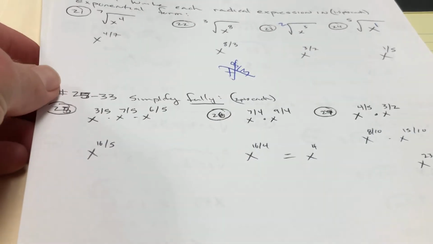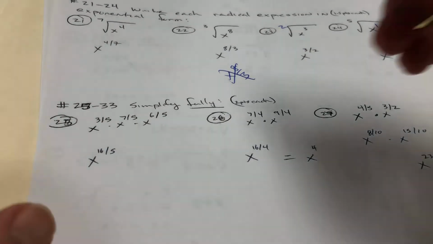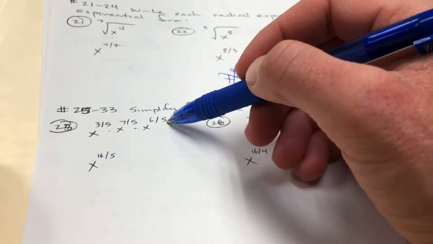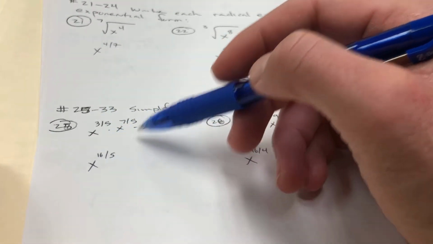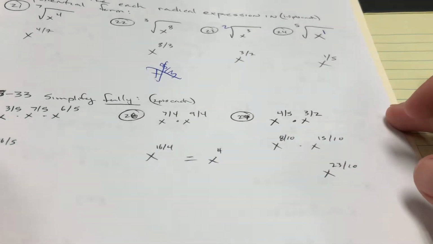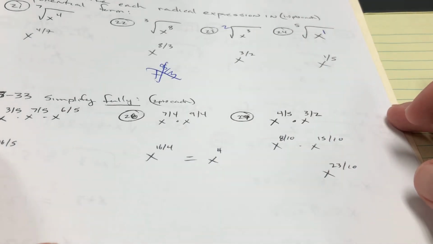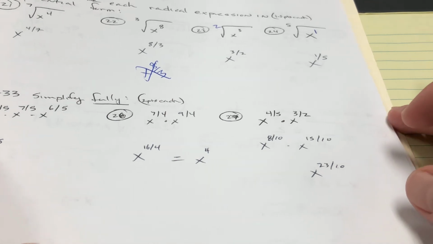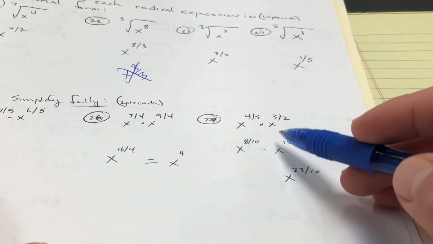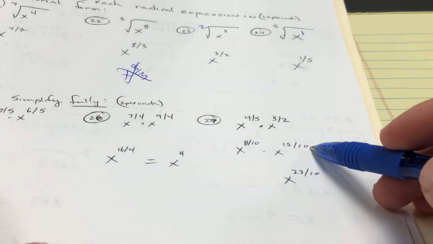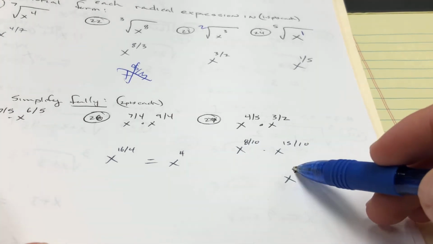Simplify fully, all right? If I'm multiplying with the same base, I add the exponents. These are all fifths of some kind, so I can add them up. 3 plus 7 plus 6, x to the 16/5. Add them up here. I got the same base, so I can add the exponents. 7/4 and 9/4 is 16/4, which is 4. X to the 8 over 10 times x to the 15 over 10. Add the exponents, x to the 23 over 10.